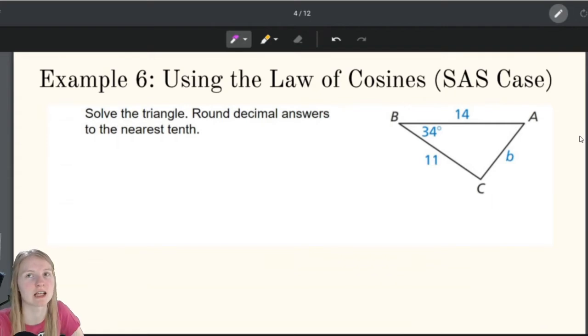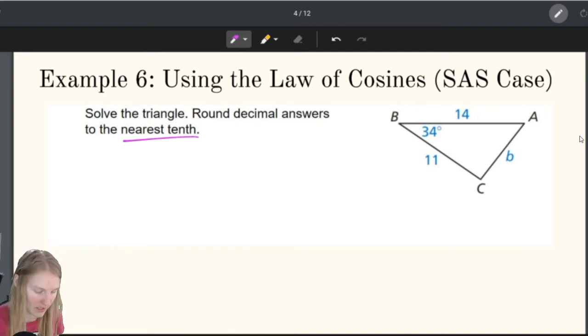So in this case, I cannot use the law of sines, sadly. If we tried it, it wouldn't work. We don't have enough information to be able to use the law of sines. So we need to use the law of cosines. Alright, so we're going to solve the triangle, and we're going to round our decimal answers to the nearest tenth.